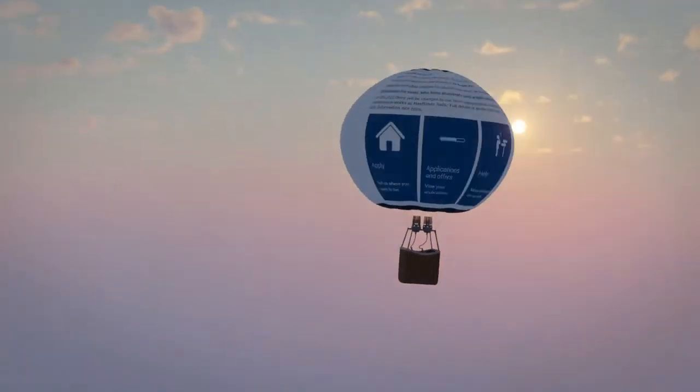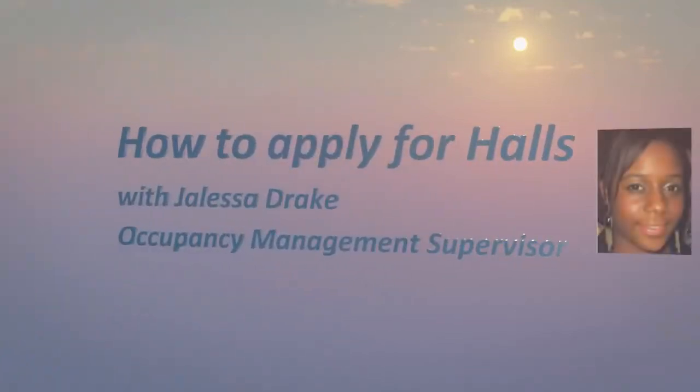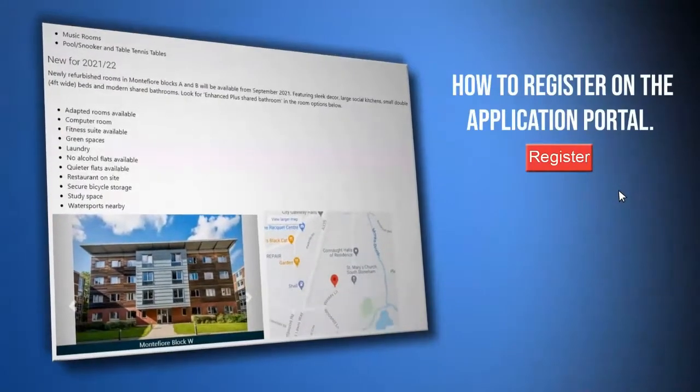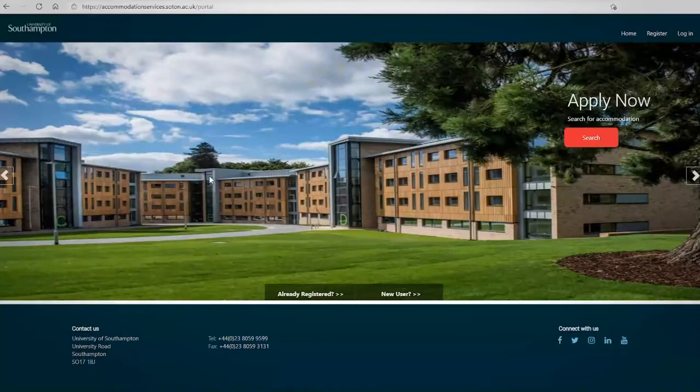Hi, I'm Jaleesa. I'm going to be talking you through the application process for accommodation in halls. To apply for accommodation, you will need to visit our website, which will take you to a link to our application portal, where you will need to register as a first-time user for an account. To do this, you will need a student ID number, which is 8 digits long. You will get this number on your course offer letter.